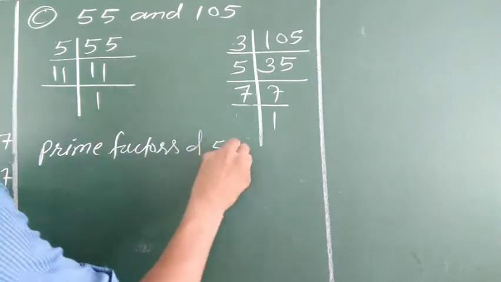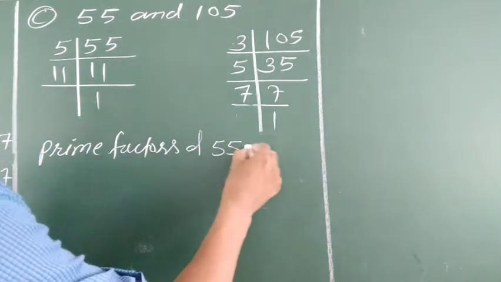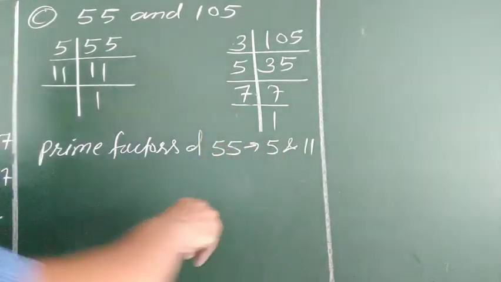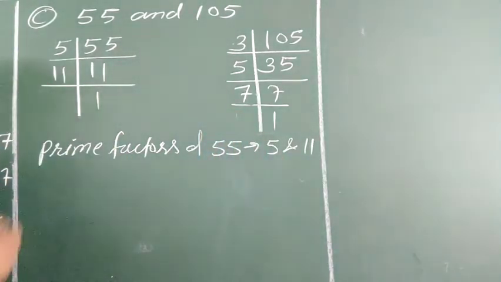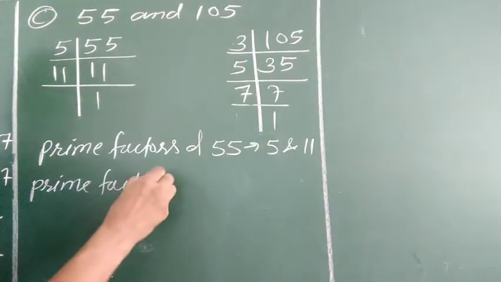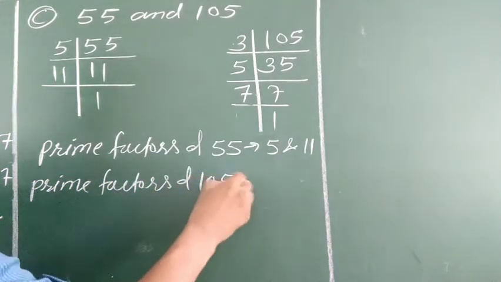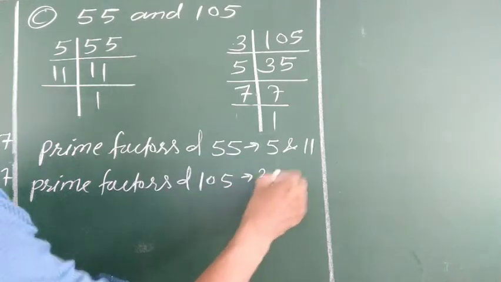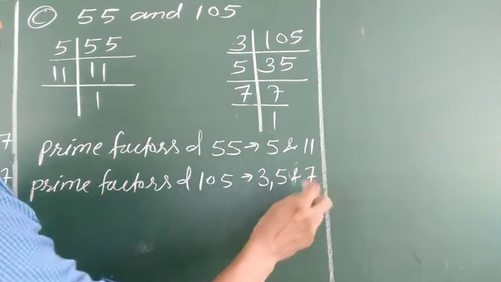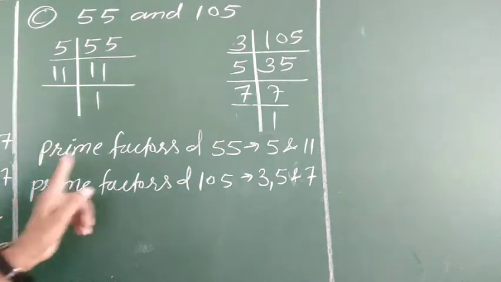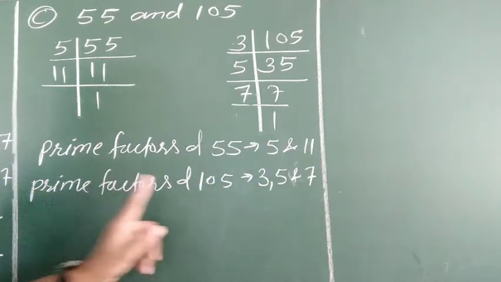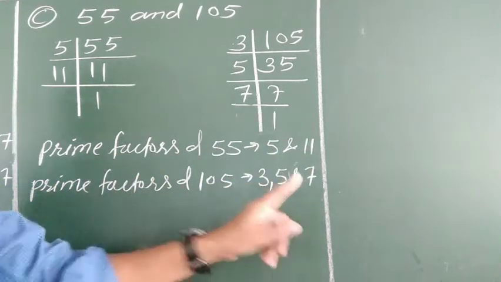Now prime factors of 55. What are they? 5 and 11. Then prime factors of 105. It is 3, 5 and 7. See, prime factors of 55 are 5 and 11. Then prime factors of 105 are 3, 5 and 7.